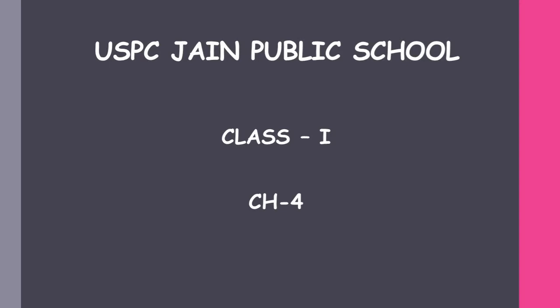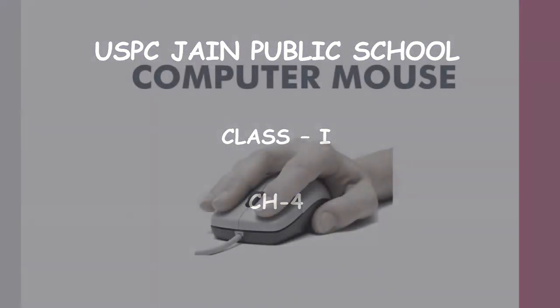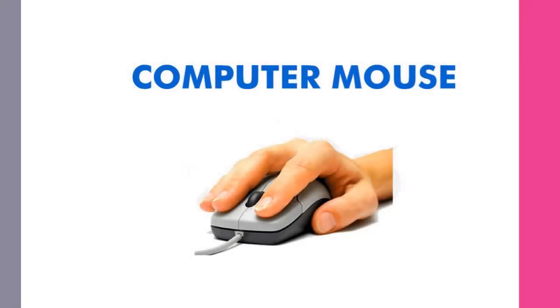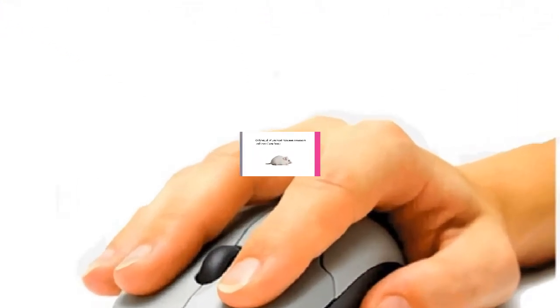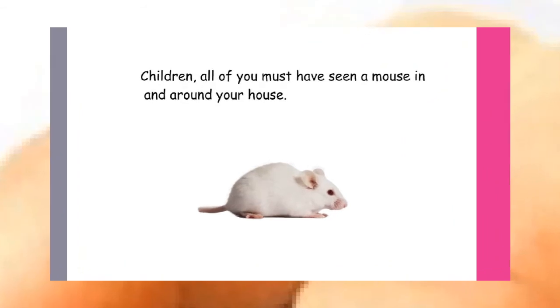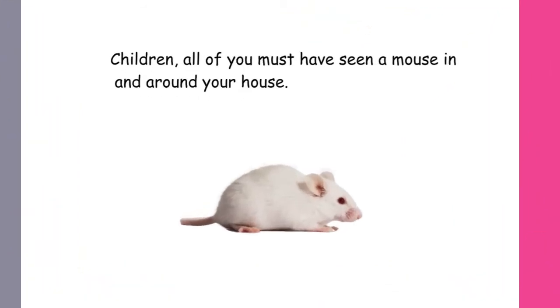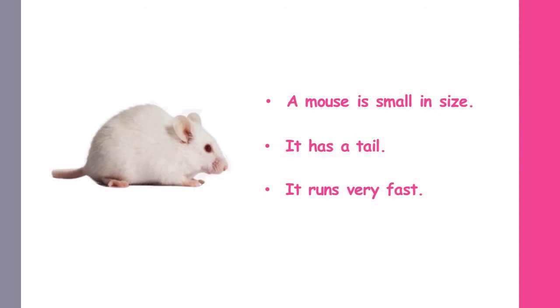So, today we are going to start chapter 4, Computer Mouse. Children, all of you must have seen a mouse in and around your house. Yes, a mouse is small in size. It has a tail. It runs very fast.